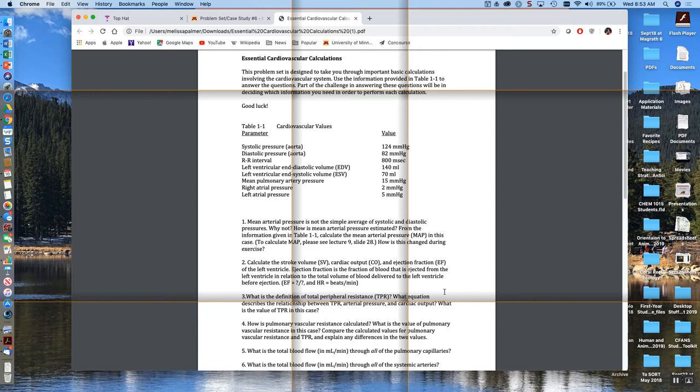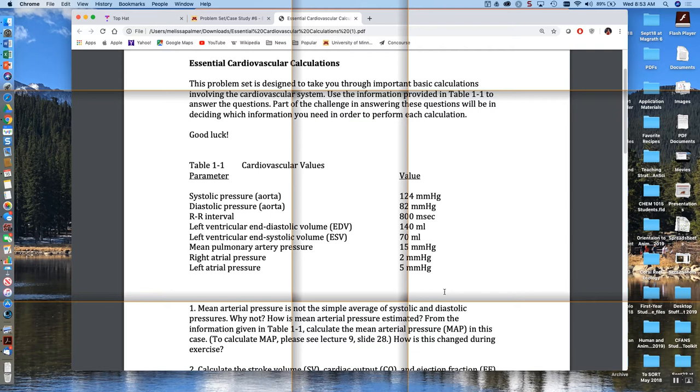All right, I'm going to use the document camera here. So how will we calculate this? Remember, mean arterial pressure is equal to 1/3. And what we have here is the systolic pressure, we'll just go through it: 124 millimeters of mercury minus 82 millimeters of mercury plus 82 millimeters of mercury. I don't have my calculator on me. What is the answer? 96. That's about right. That is right.